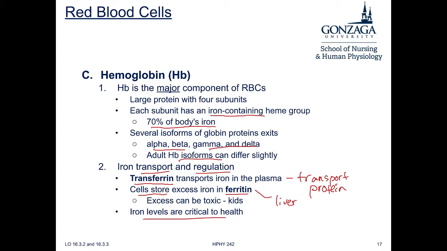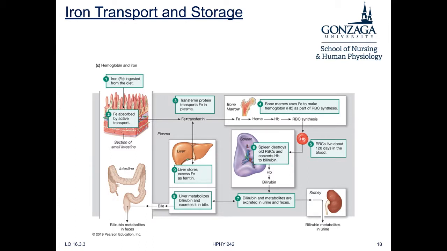To make a long story short, iron levels are critical to our health. So let's look at some specifics about how it is absorbed, transported, and regulated in our body. As I mentioned earlier, we take in iron from our diet, and that gets transported in our digestive system, and then in our small intestine, that iron gets absorbed across the enterocytes by a specific iron transport process that we're not going into details on here.